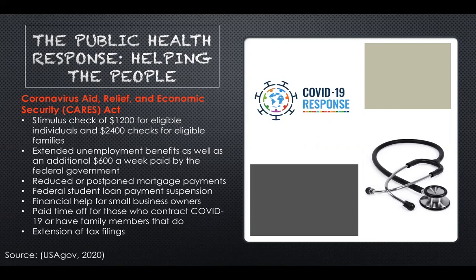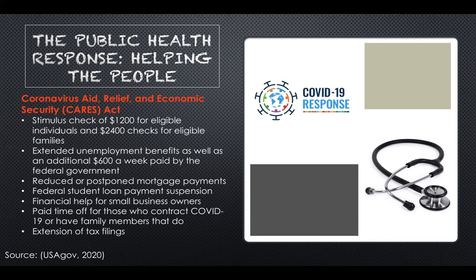Moving on, they also extended unemployment benefits and added an additional $600 a week paid by the federal government. Each state has its own regulations on how long someone is eligible to receive unemployment, and the government extended that by 13 weeks for every state. They also reduced and/or postponed mortgage payments, and they protected people from getting evicted till mid-May. As well as this, the federal student loan payments that everyone had to make were suspended, as well as interest.